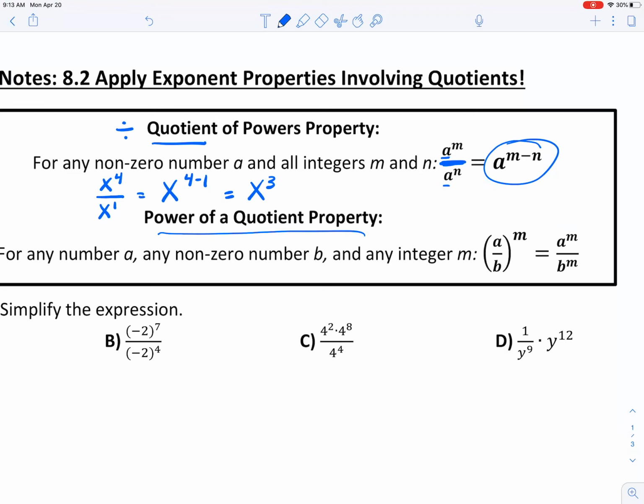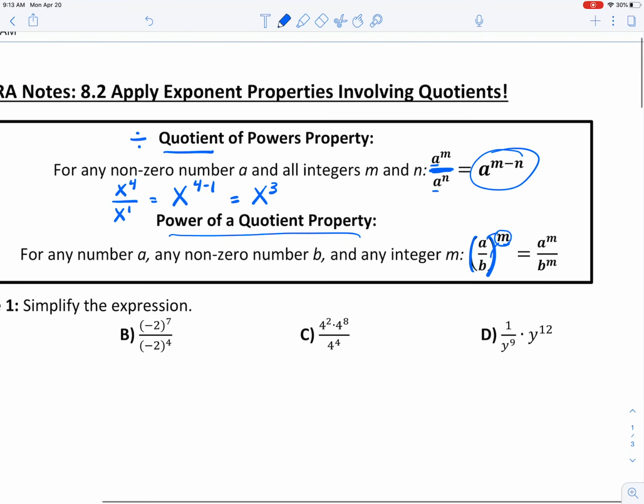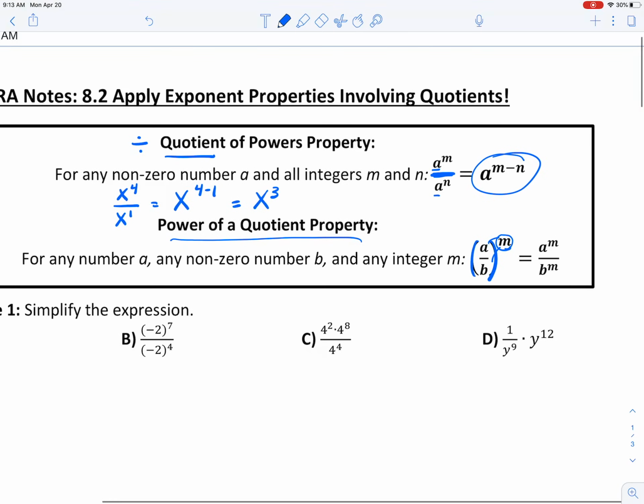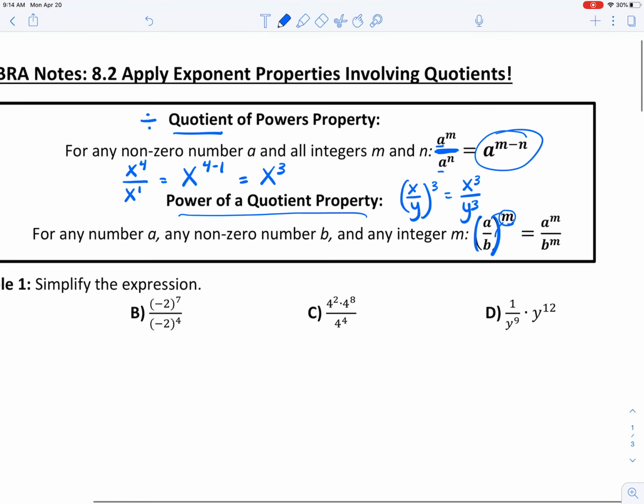The next property is the power of a quotient property. That is if we are taking some type of quotient and we're taking it to a power, it's like splitting that exponent up and distributing it. So it goes to the top number and to the bottom number. For example, if I have x over y to the third, this is really like saying x to the third over y to the third.